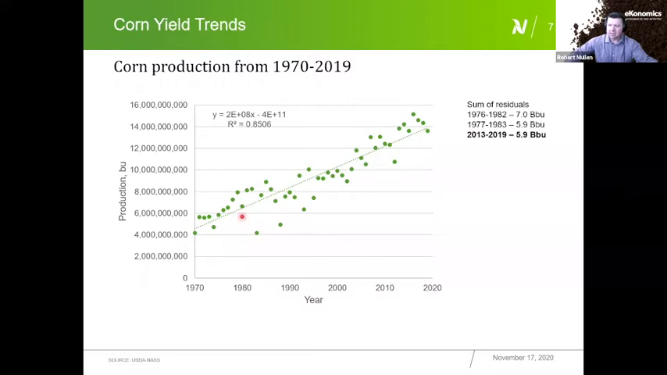1977 to 1983 is the second highest at 5.9. I know these numbers are the same, but this one's slightly higher than 2013 to 2019. So from 2013 to 2019, we're almost 6 billion bushels above what the trend line would be.